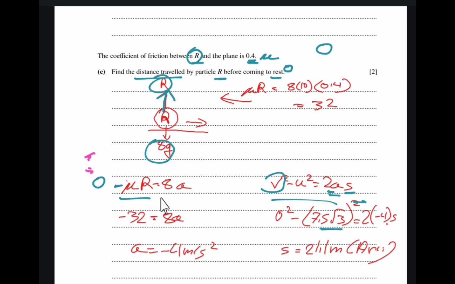So mu R is equal to mass times acceleration. We know the mass of R: the mass of P is 6 and the mass of Q is 2, so in total the mass of R is 8. We need to find the acceleration. So acceleration is negative 4 meters per second squared. Since there is no forward force, the object is decelerating, so the acceleration is negative. Then after using the equation v squared minus u squared is equal to 2as, we find the total distance traveled by R before coming to rest is 21.1 meters.